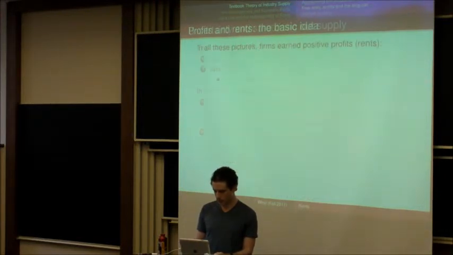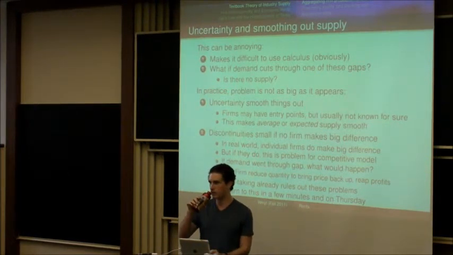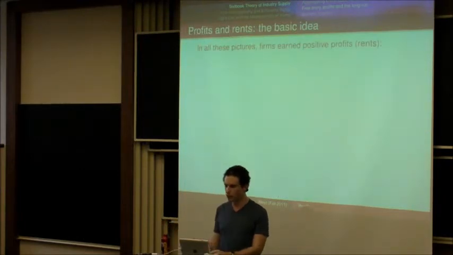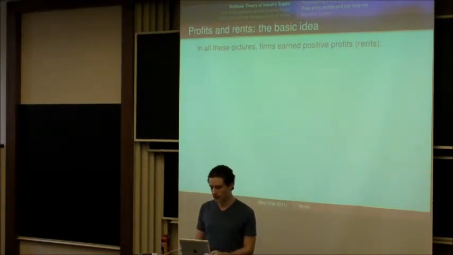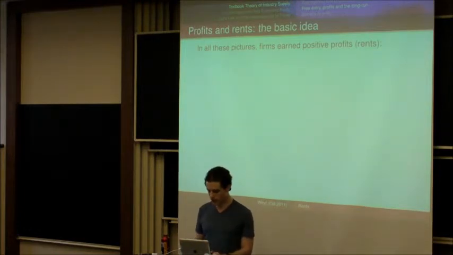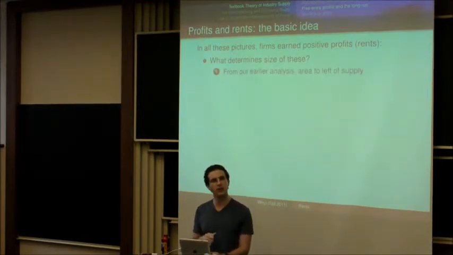And we'll return to this actually both in a few minutes and on the lecture on Thursday. Okay, so in all of these pictures, the firms were earning some positive profits or rents. So a natural question is what determines the size of these? From the earlier analysis we did, it's the area to the left of the supply curve, right?